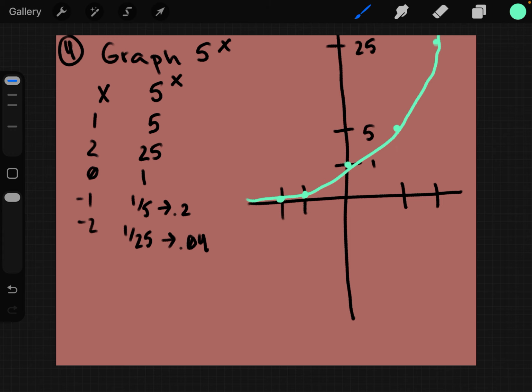And then you just pick the correct graph from a bunch of different graphs. So when you're doing this on MyMathLab, you will be looking for these values, and then you will be picking the correct graph. Okay?